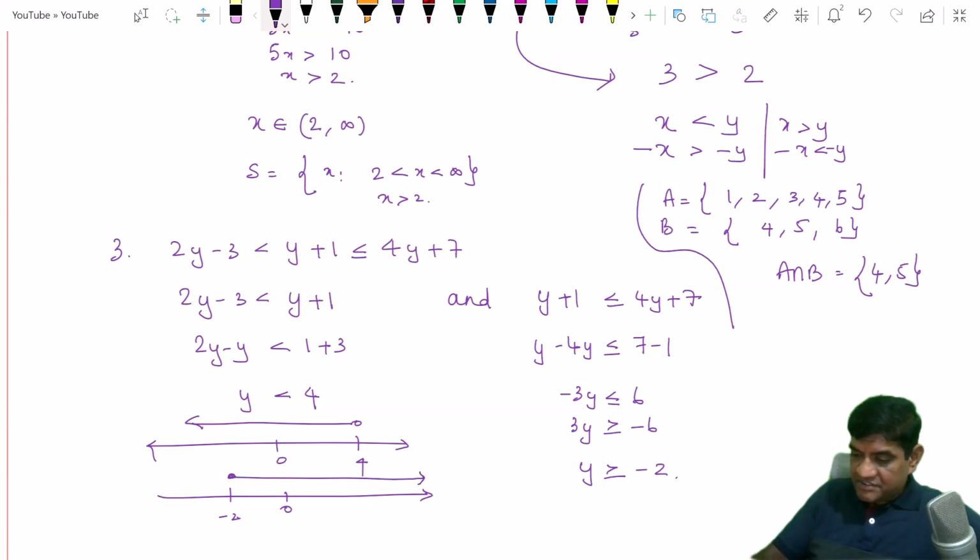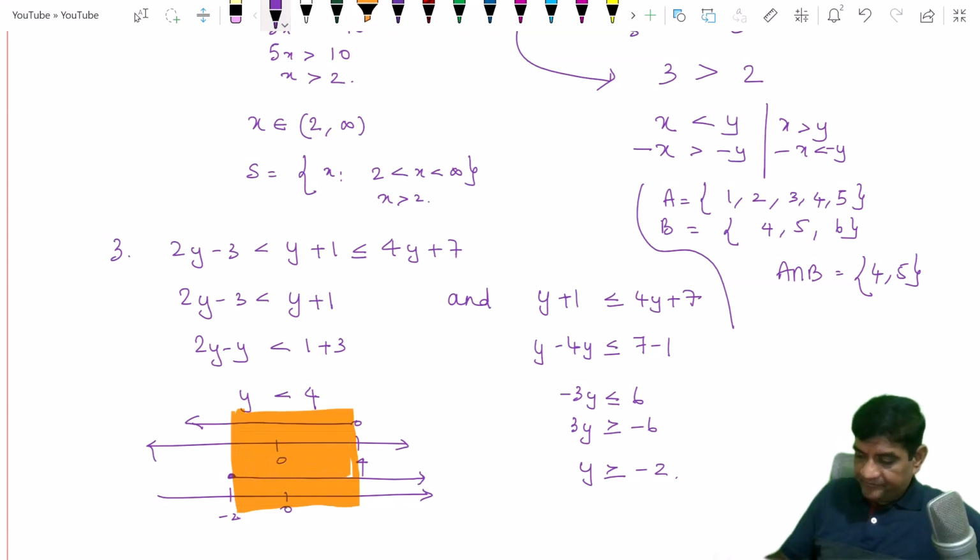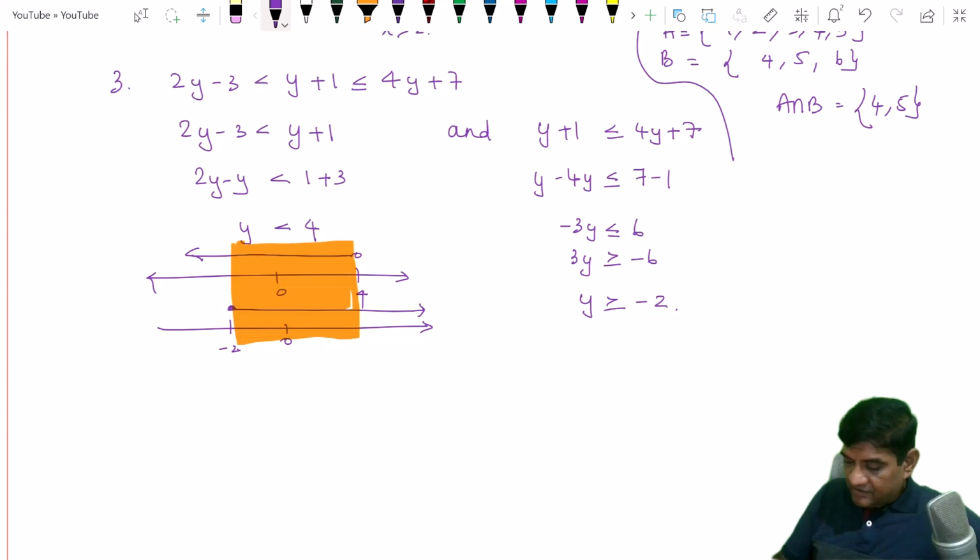So what's the common region here? The common region is from this point to this point, right? Now that's going to be the common region. And how do I represent the common region? This would simply mean that y is belonging to minus 2 included till 4, and 4 is not included. Now this is the interval way of writing the solution.